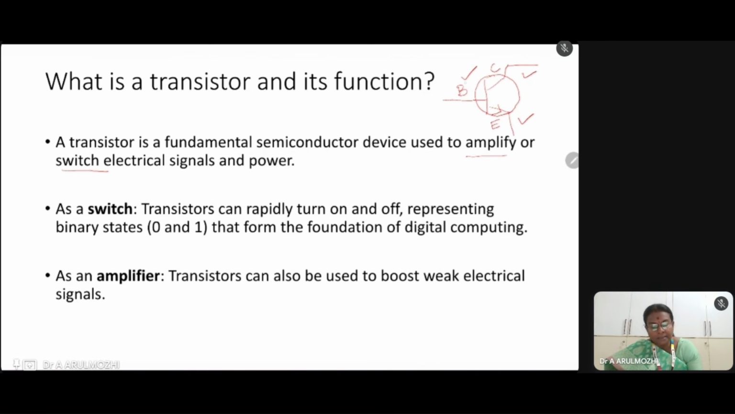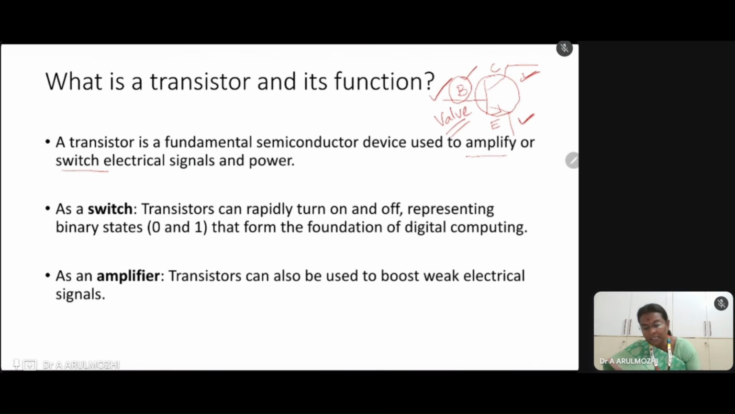The base controls the flow of electric current. So we are able to understand it is going to act as a valve, which means a very small pressure is applied on the base terminal of a transistor, and it controls the flow of electric current between the emitter and the collector terminals.